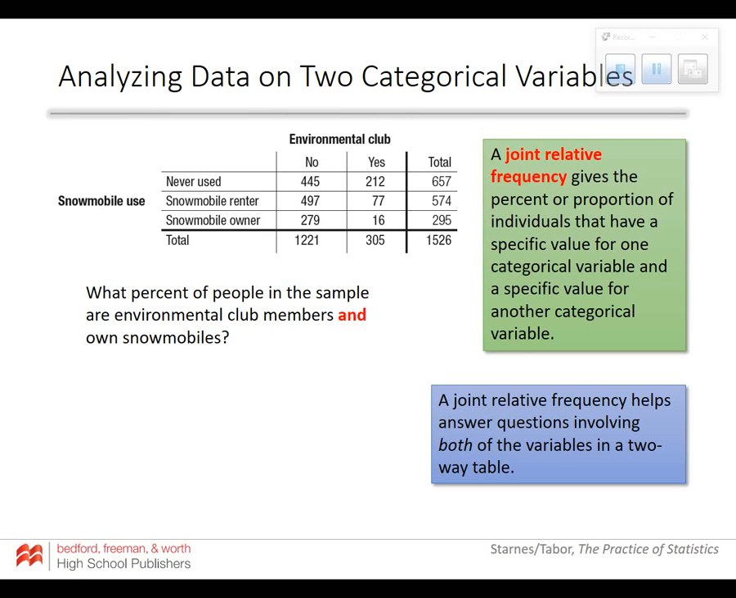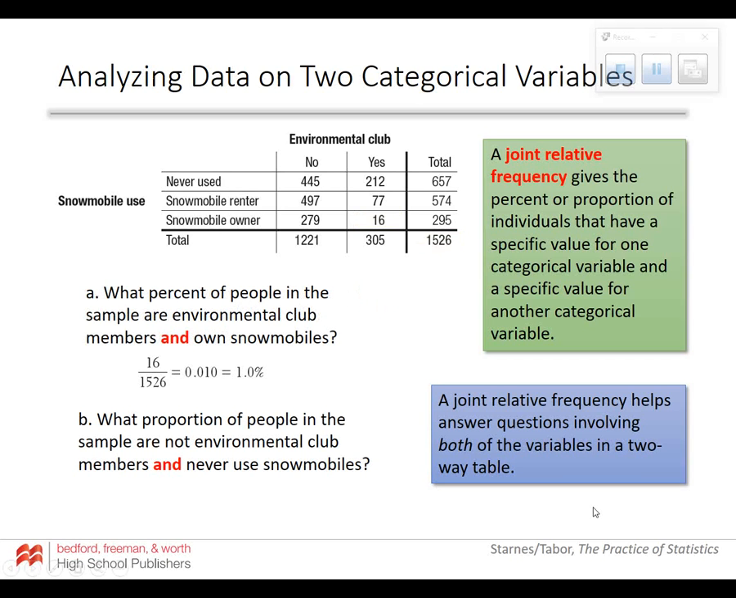So how many are there? 16. Okay, so snowmobile owners and environmental club, there's 16. It's less than 1%. And it's out of 1526, and so it's rounded to about 1%. All right? And so that's called the joint relative frequency.